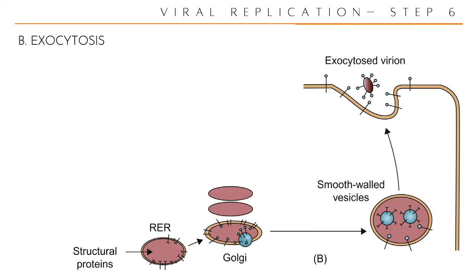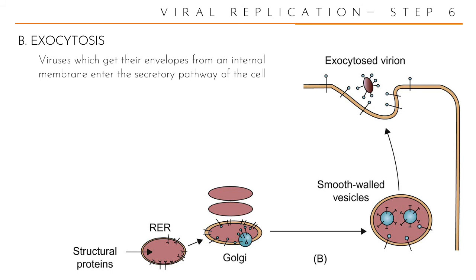So another way for viruses to go out is exocytosis. Now, this is used by the viruses which get their envelopes from internal membranes. After they get their envelopes from either the endoplasmic reticulum, the Golgi apparatus, or the nucleus, they enter the secretory pathway of the cell. They get enclosed in an exocytotic vesicle, pretty much how they get in during the receptor-mediated endocytosis entry. Basically, it's just a reverse of this.